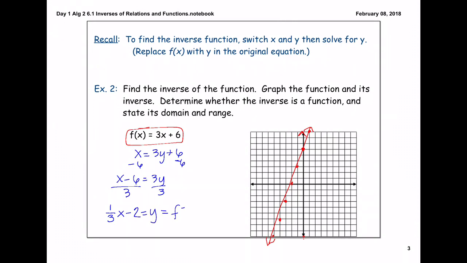So this is f to the negative 1 of x. So our y-intercept is negative 2. Our slope is up 1 over 3. And if we folded our graph along the line y is equal to x, you can see that these two functions would match up. They are both functions because they both pass the horizontal line test. For every x, there is exactly one y.